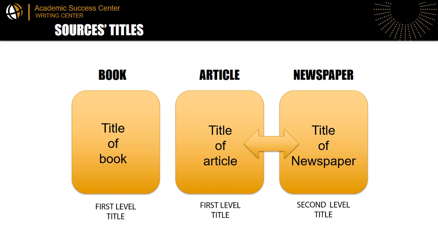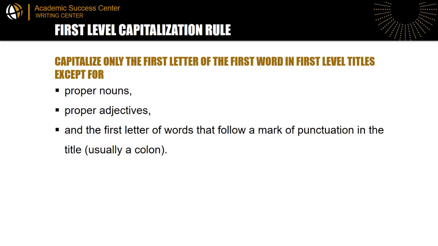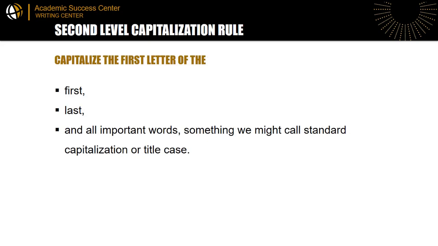Let's start by talking about first-level titles, the title of a book or the title of a journal article, for example. The APA rule says to capitalize only the first letter of the first word in first-level titles, except for proper nouns, proper adjectives, and the first letter of words that follow a mark of punctuation in the title. This is usually a colon. The second-level title rule requires one to capitalize the first letter of the first, last, and all important words, something we might call standard capitalization or title case.